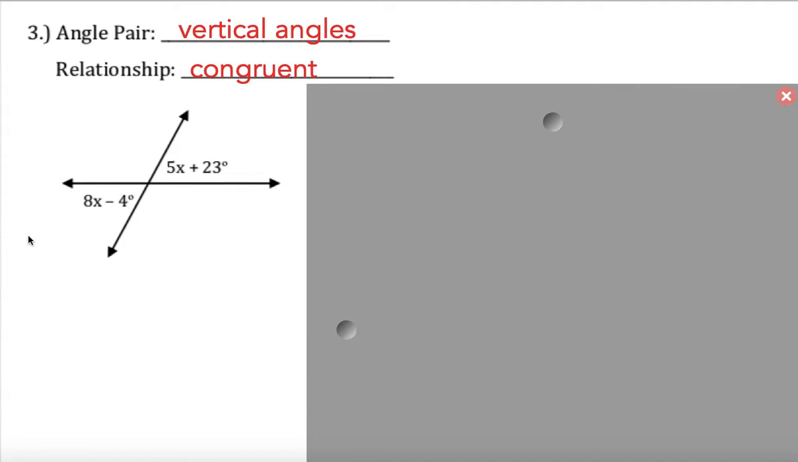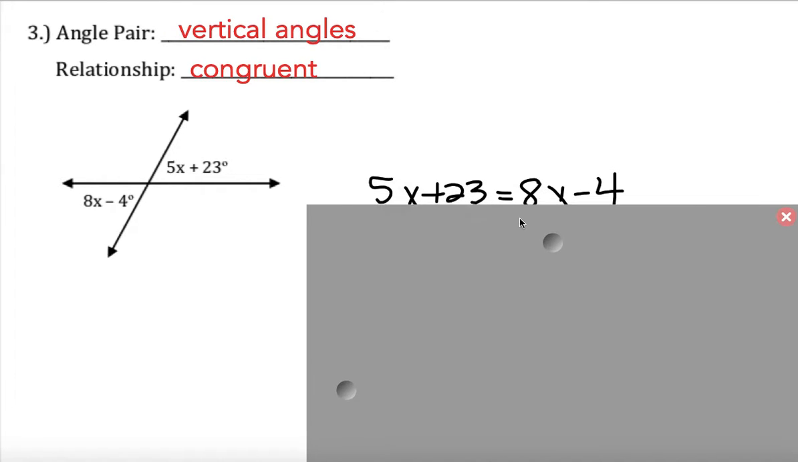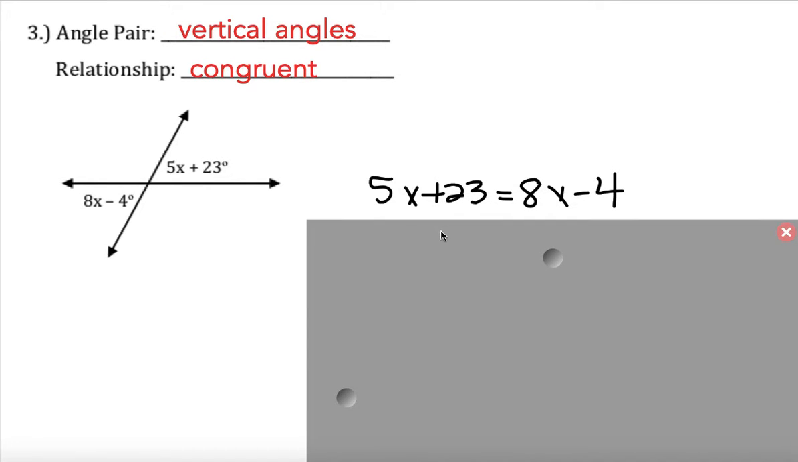On example 3, here is an example of two angles that are opposite from each other, or across from each other, being vertical, and so their relationship is congruent. So in this instance we're going to set both chunks equal to each other to solve. And we have 5x plus 23 equals 8x minus 4.